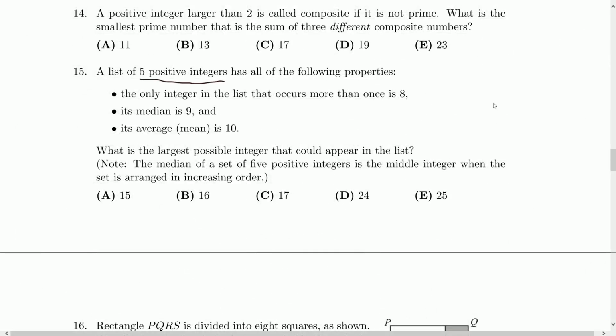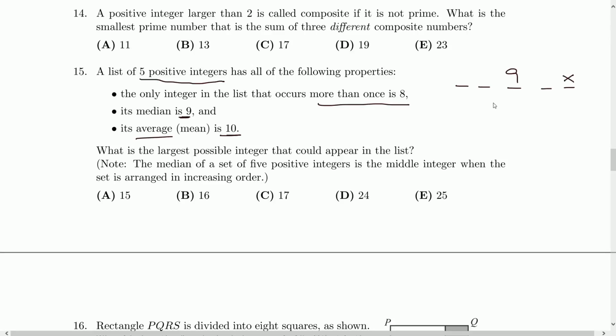A list of 5 positive integers has all the following properties. The only integer in the list that occurs more than once is 8, but they don't say how many times it occurs. But it does occur more than once. The median is 9, so if it's 5 numbers, that's going to be the middle when we list them in order. And I know 8's below, so I can start figuring things out. And the average is 10. We're being asked, what's the largest possible integer that could appear on the list? We'll give it an x.